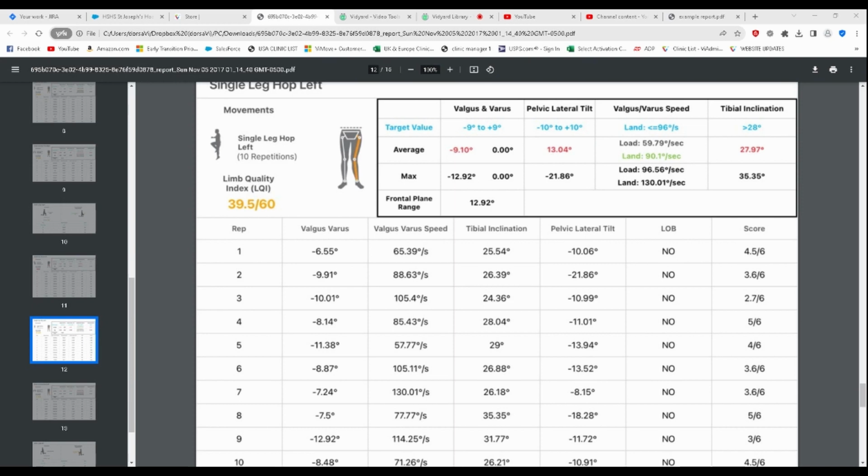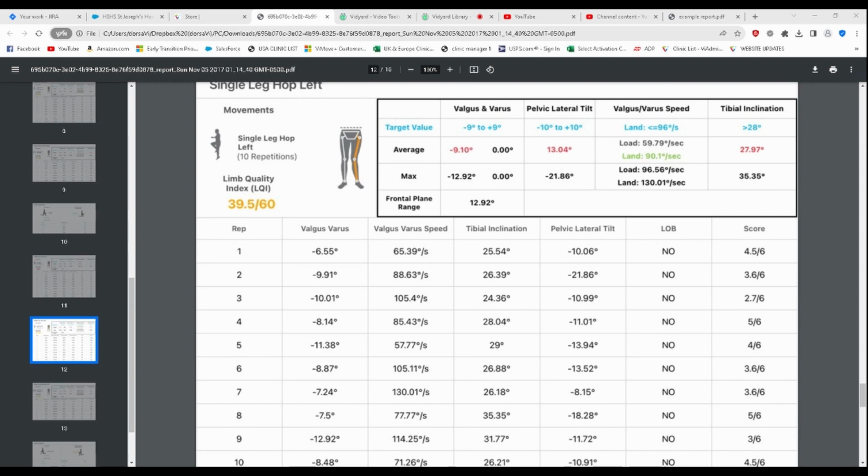Looking at the target value for valgus varus, the target value needed is less than 9 degrees. Negative numbers indicate valgus, and positive numbers indicate varus. The valgus average is highlighted because it is the more risky movement. The subject scored 9.10 degrees on average for valgus. This is just outside of the target value, which is why it is red.